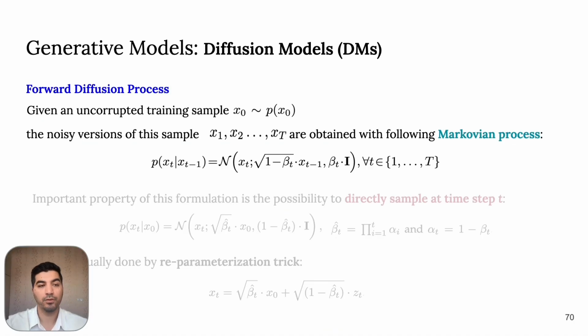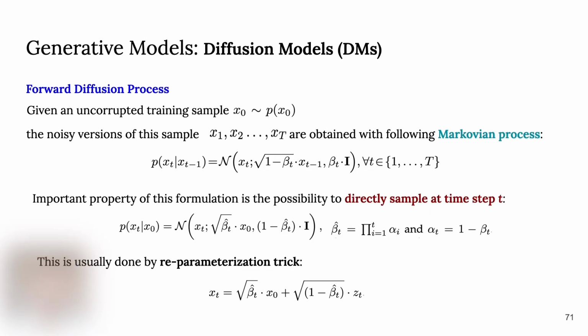In the forward diffusion process, we denote the training sample as x0, which has this p of x0 distribution. The noisy versions of this sample are denoted by x1, x2, and xt. So these are the noisy versions after each diffusion step. And these noisy versions follow a Markovian process. So the distribution of xt given xt minus 1 is a Gaussian process.